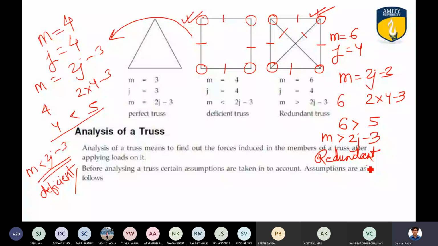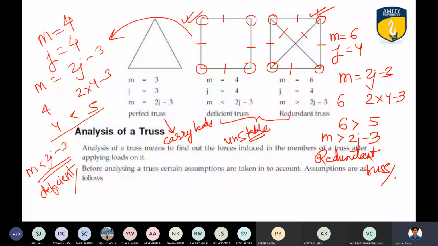So in this way, a number of figures may be given, and you will have to find out what type of truss it is. Again, I am telling you, a perfect truss will be able to carry load. Deficient and redundant trusses are not stable. They are unstable. They are not used for carrying loads. So as an engineering mechanics student, you have to determine whether the truss is perfect, deficient, or redundant.